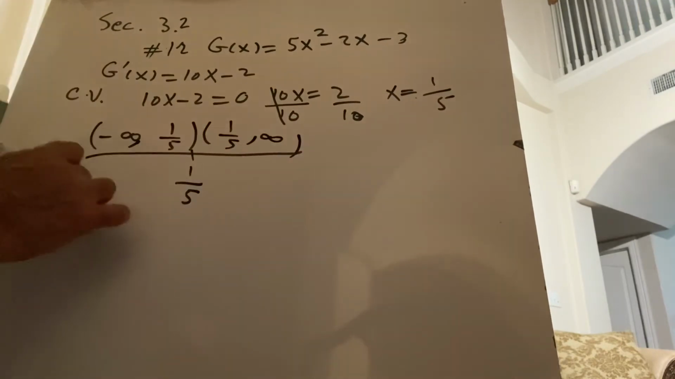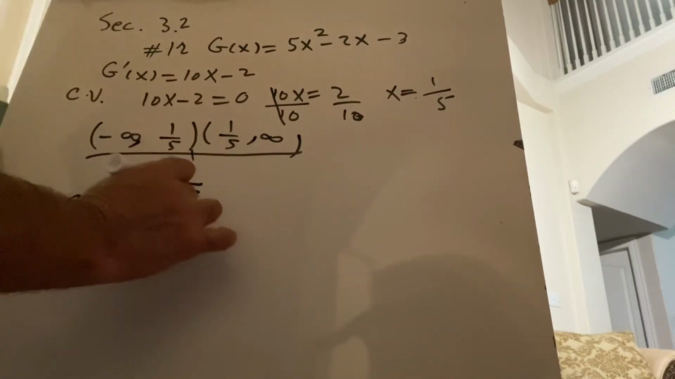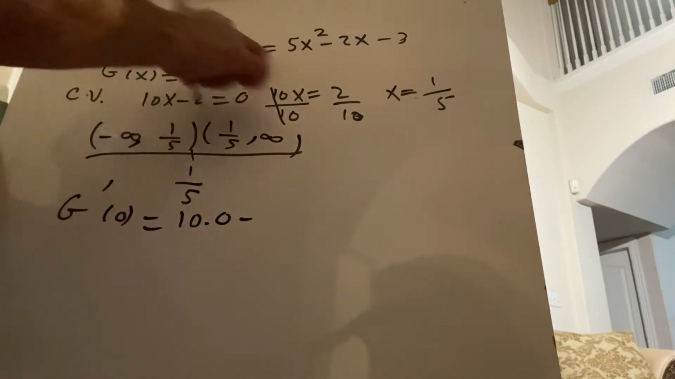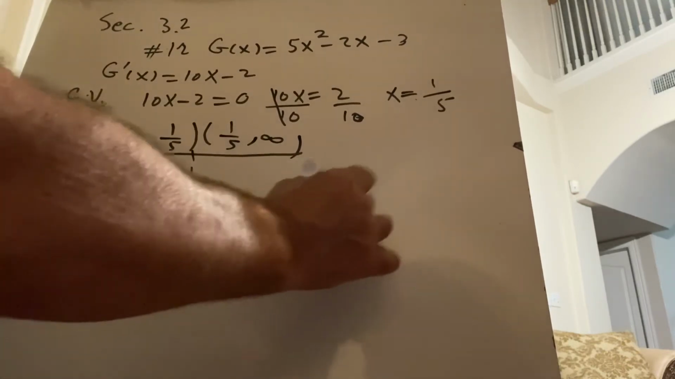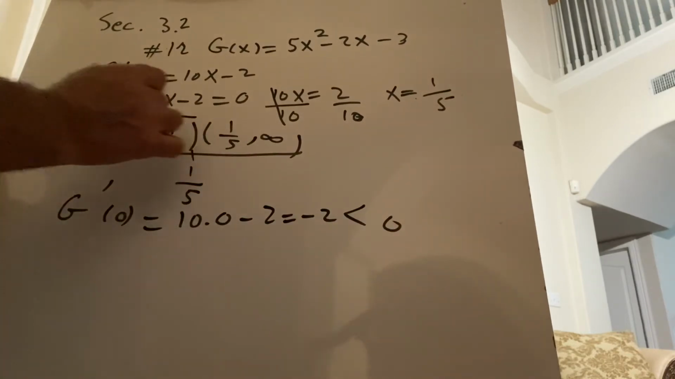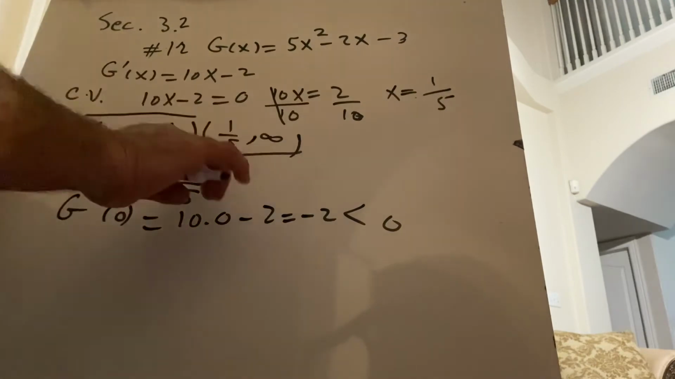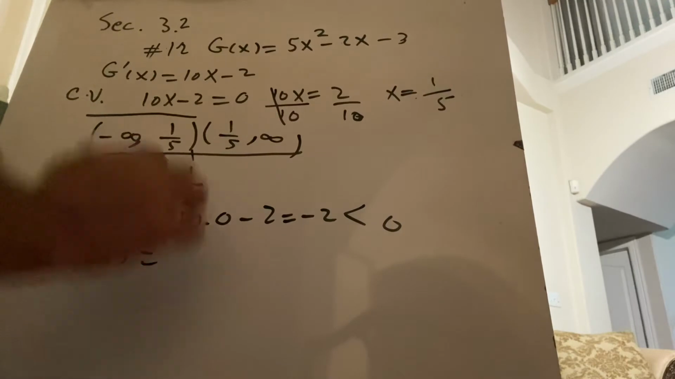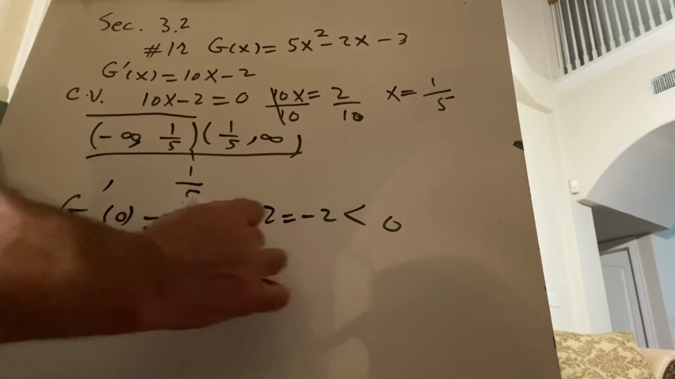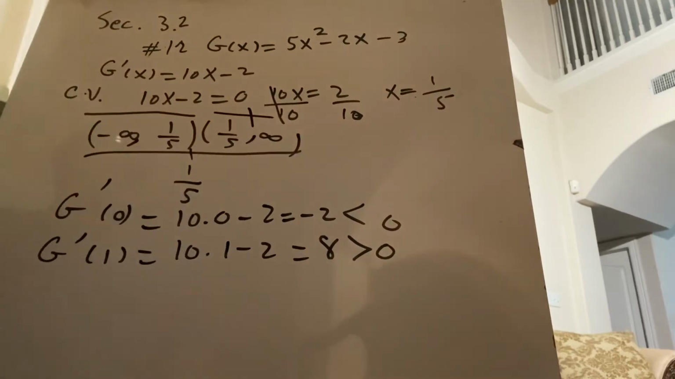So we're going to do a test value. Now, by the way, to the left of 1/5, we can take our friend 0. As long as you can get a hold of 0, always use 0. So I'm just going to plug in 0 in place of x in your derivative function, which gives you, of course, negative 2, which is less than 0, which means your derivative is negative there, which also tells you the function is decreasing there. To the right of 1/5, we can take 1. 1, of course, is bigger than 1/5. So as you plug in 1 into our derivative, 10 times 1 minus 2, which becomes 8, which is positive, which tells you your function is increasing there, okay?